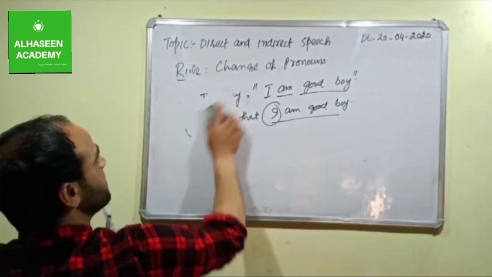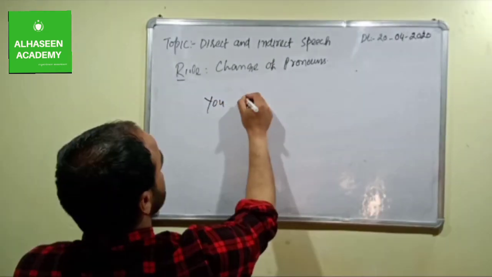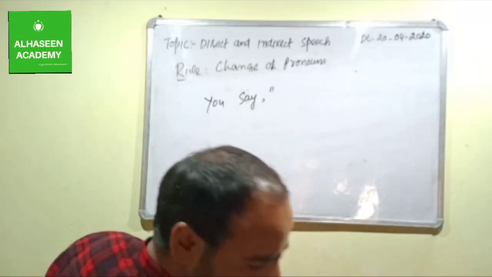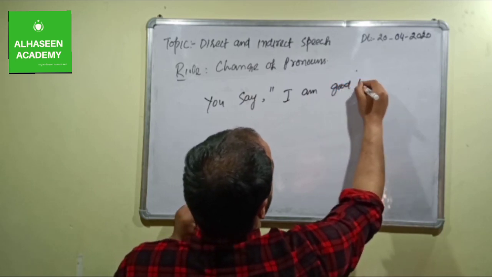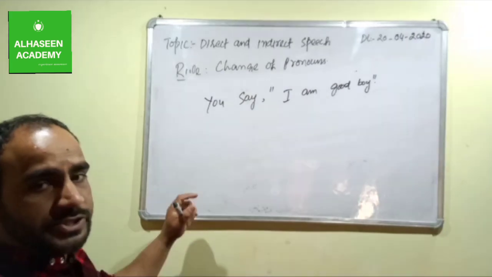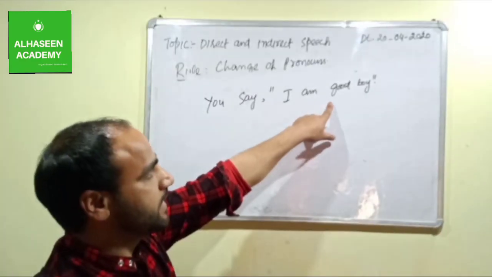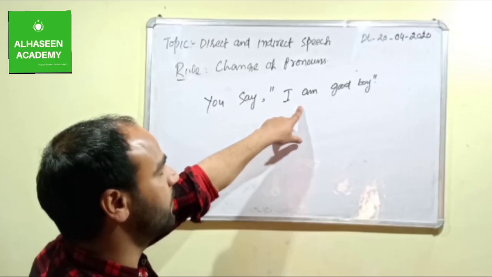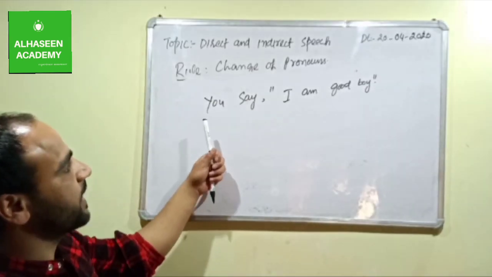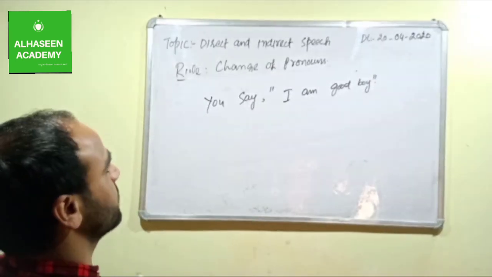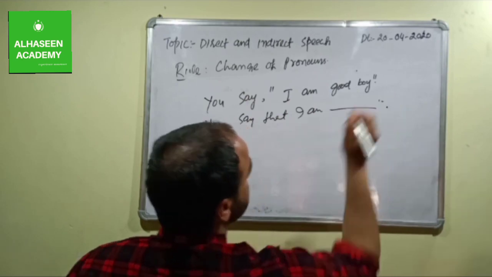Now we will show some examples regarding the second person. You say, I am a good boy. Same example, but we have changed its pronoun only. So now how are we going to change it? Is it possible for us to change this? What can you say? No. Why? Because the reporting verb is in present simple, so we don't need to change it. Okay, you say that I am a good boy. This will be the conversion of this.